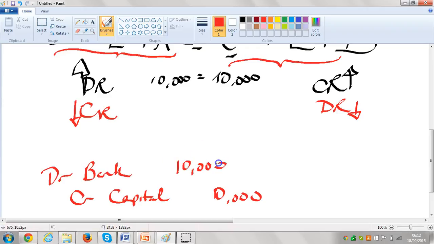We always leave a space between the debit and the credit, then on the next row write the credit, and we always say what it is. We started with the introduction of capital. That's the very first one that's happened. Okay, let's do another one.